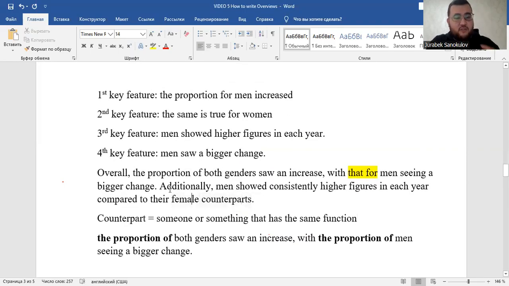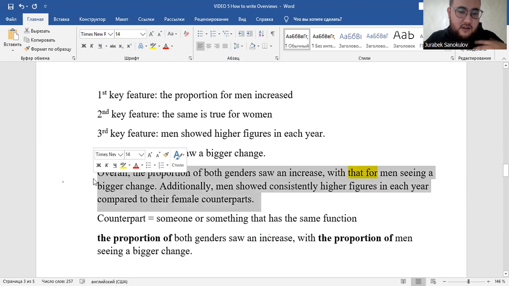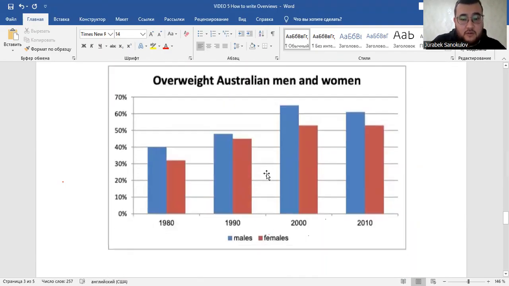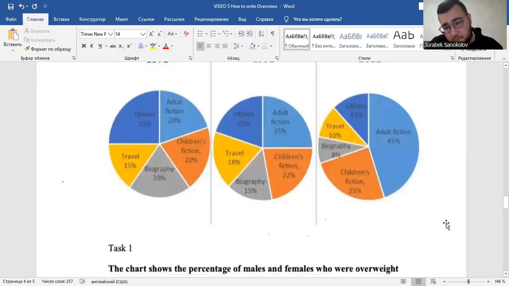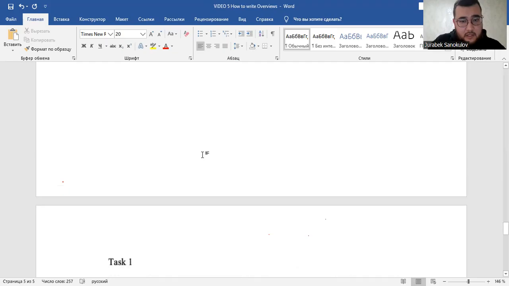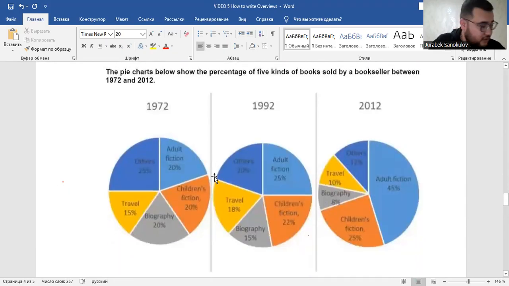So you see 3 key features in 2 sentences in the overview. That's a very good way. That's a very concise, short and simple way to describe your overview. So that's how you should do it. Now let's see one more graph, and then we will wrap this up. Let's look at this pie chart.